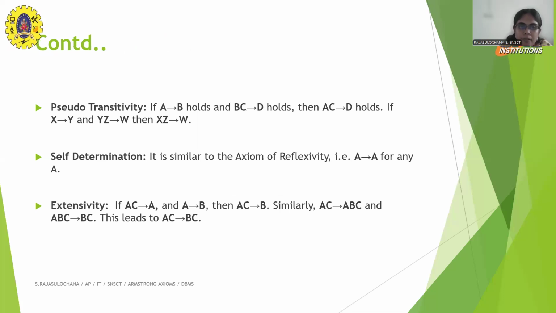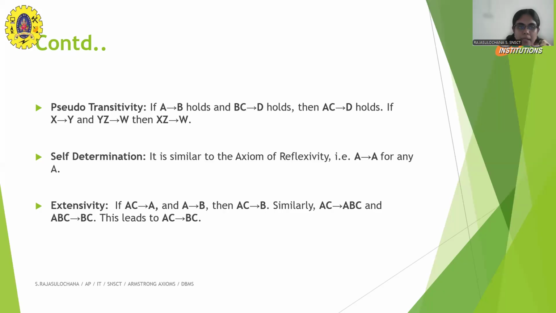The next property of Armstrong axiom is the pseudo-transitivity. This pseudo-transitivity property is similar to that of transitivity, where if there are two functional dependencies like A determines B and BC determines D, we can say, if you see, the attribute B is common. So combining these two functional dependencies, we can write AC determines D. So this is the property of pseudo-transitivity. It is almost similar to the transitivity property that we have discussed under primary rules.